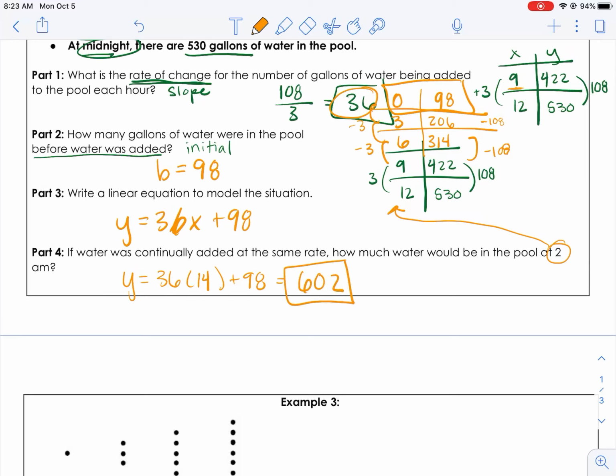602. And guys, if you get to an answer like that, so last time I said it was 278, and I looked at my table over here and I said, hey, that doesn't make sense, because at 3 p.m. we were at 206, and at 6 p.m. we were at 314, 9 p.m. we were at 422, so we're increasing. So 2 a.m. comes after 12 a.m., so I must have made a mistake there. So make sure you check to make sure your answers make sense. So 2 a.m. is 2 hours after midnight, so we're just going to add 2 to 12.